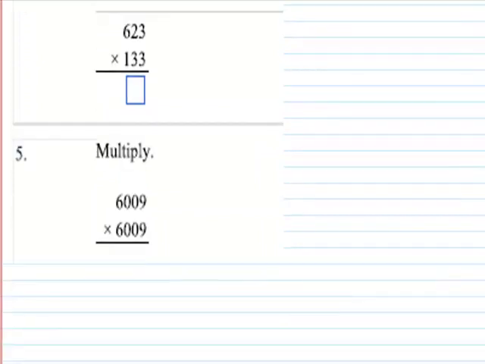All right, let's look at our last one. I have 6,009 times 6,009. All right, I have 9 times 9 is 81. Write down the 1, carry the 8. 9 times 0 is 0, plus 8 is 8. 9 times 0 is 0, and 9 times 6 is 54.